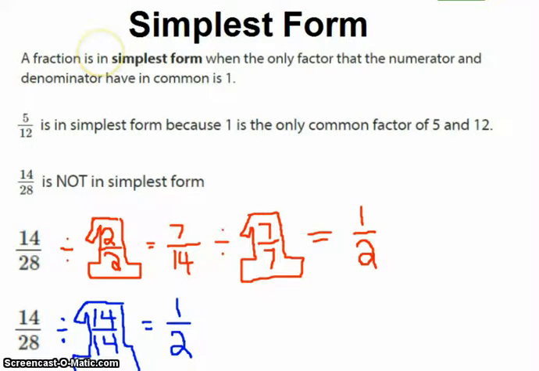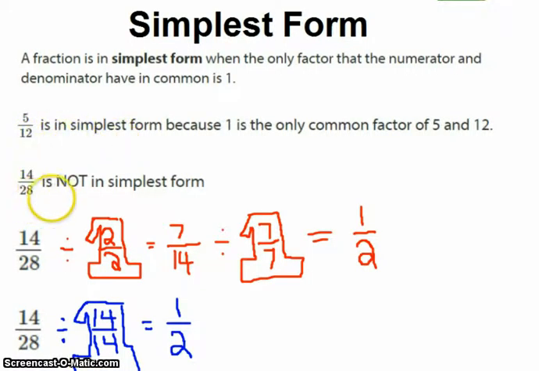Now, when we are finding equivalent fractions through division, and we're asked to find the simplest form of a fraction, that means we've got a fraction in simplest form when the only factor that the numerator and the denominator have in common is 1. So let's look at 5/12. 5/12 is in simplest form because 1 is the only common factor of 5 and 12. Now, what that means is there is no other number besides 1 that will divide evenly into 5 and 12. So 5/12 is in simplest form.